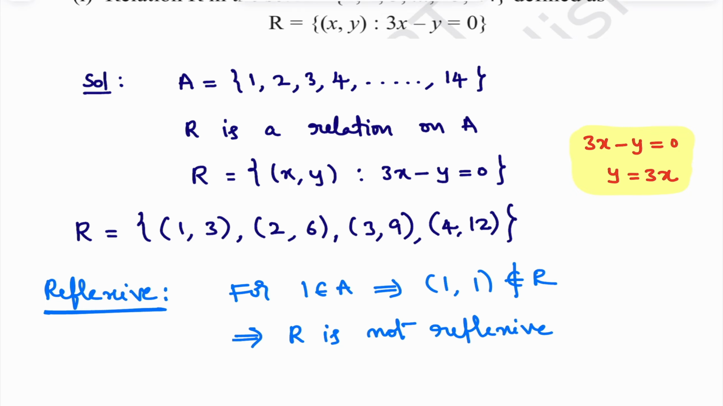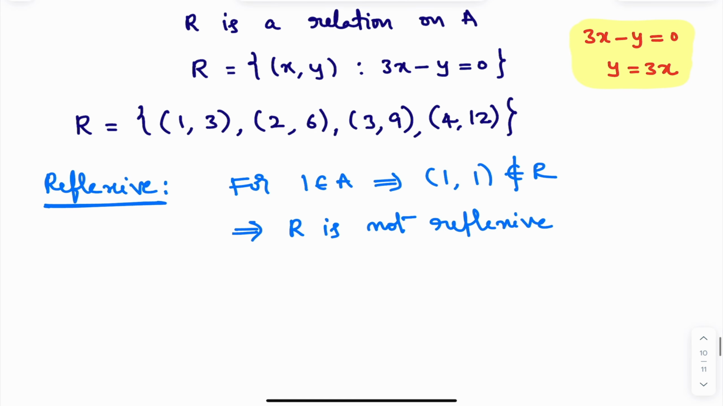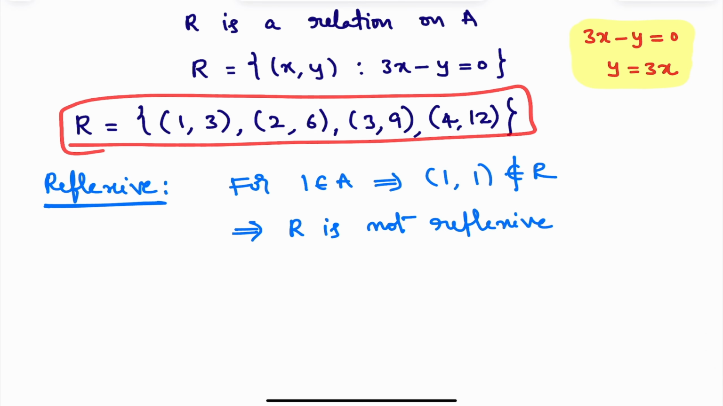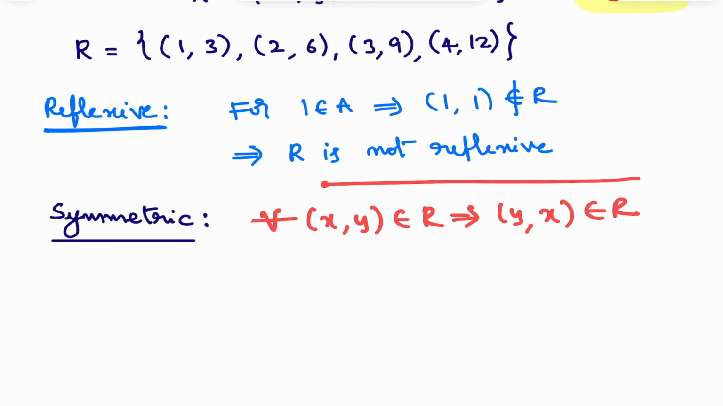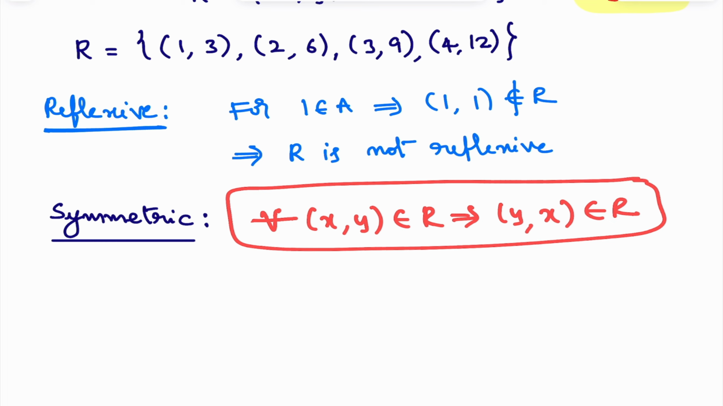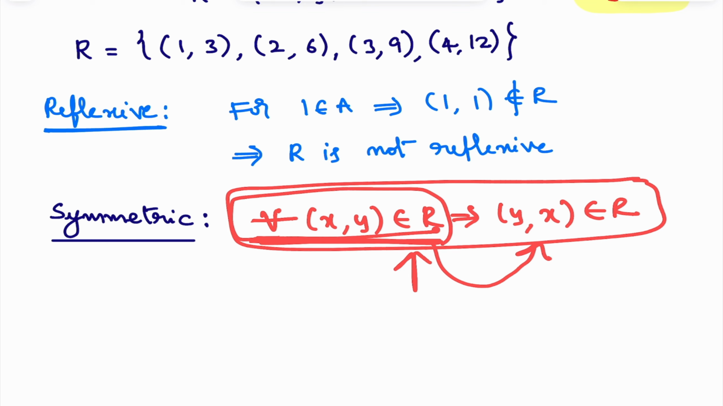Okay. Now, I need to check whether this relation is a symmetric relation or not. What is the symmetric condition? The symmetric condition is: for every ordered pair (x, y) in the relation, (y, x) also must belong to this relation. This is what we discussed in the theory part, right? So, this is important, for every ordered pair (x, y) in the relation, we will check whether (y, x) belongs to the relation or not. If this holds good for every ordered pair (x, y), then we say that this is symmetric.